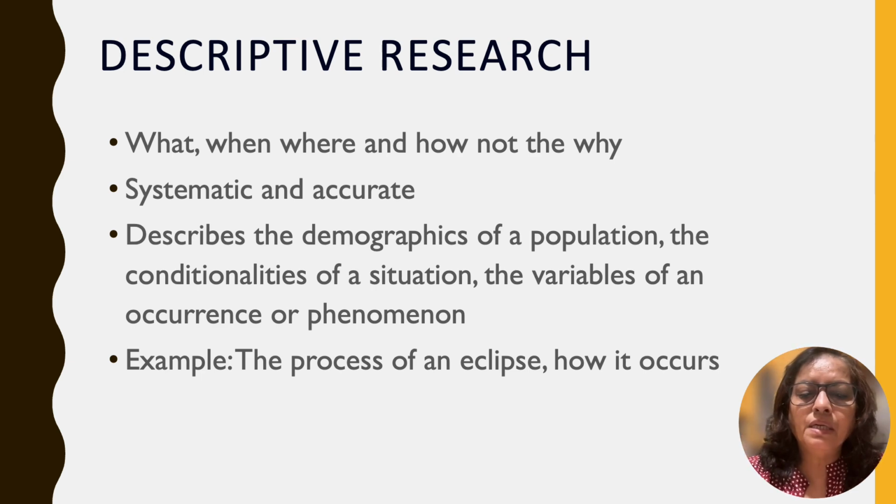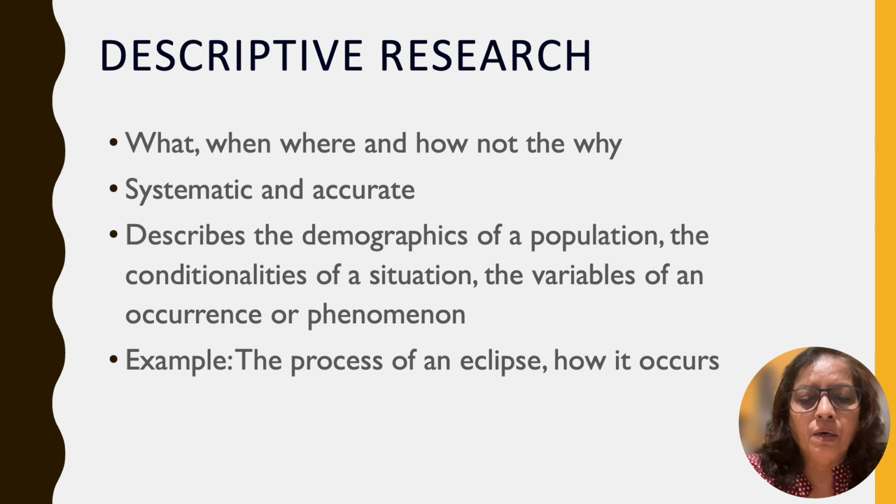The conditional, for example, a situation is occurring. When does that situation occur? Or the variables of an occurrence or a phenomenon. See, something has happened, but what is the prelude of the phenomenon? What happens before? What are the happenings before the phenomenon occurs that lead to the occurrence of the phenomenon?